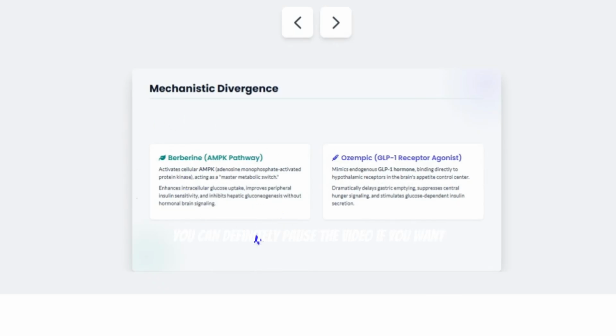You can definitely pause the video if you want and read these longer descriptions, but that's the important thing to take away from this paragraph. And then Ozempic over here is GLP-1. It is a receptor agonist, and so it is completely different than an AMPK pathway. So that's the science behind it. Again, you can pause the video if you need to.